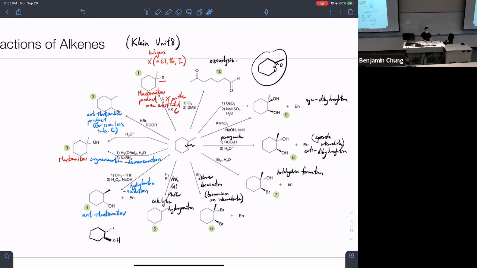Any other questions? Yeah. Here it's halohydrin formation. This compound here with the hydroxyl group next to a bromide is called a halohydrin.